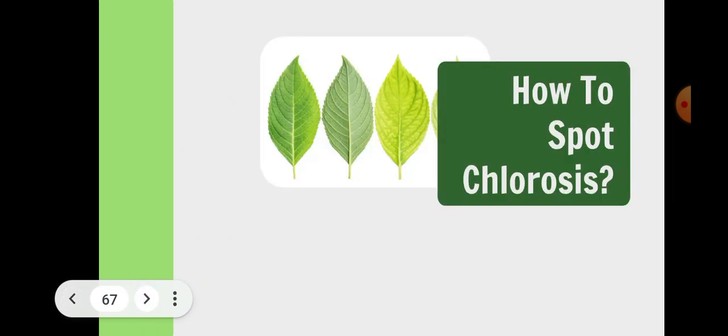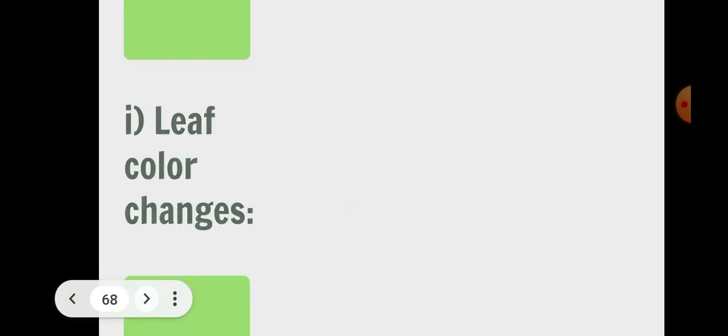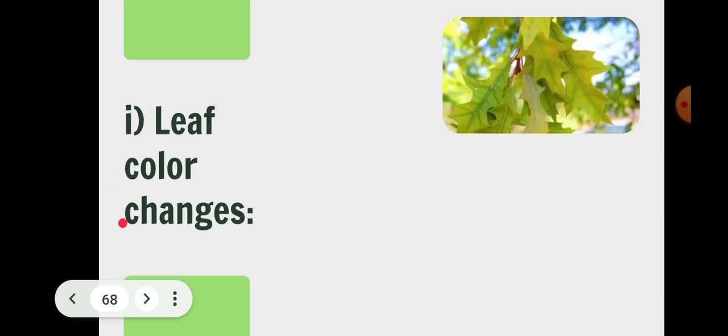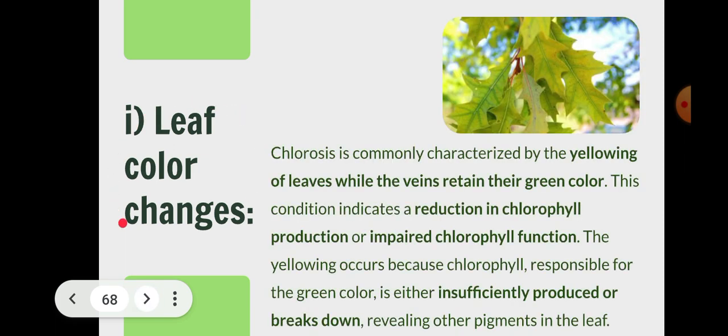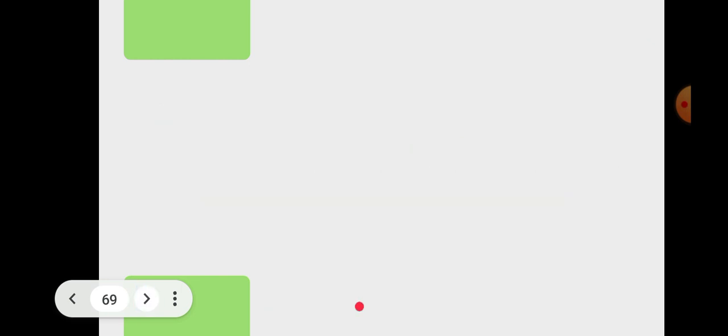Next, I will be talking about how we can spot chlorosis. The first one being leaf color changes. Chlorosis is commonly characterized by the yellowing of leaves, whereas the veins usually retain their green color. This condition indicates a reduction in chlorophyll production or impaired chlorophyll function. The yellowing occurs because chlorophyll, which is responsible for the green color of the leaves, is either insufficient or it breaks down, which reveals the other pigments in the leaf.